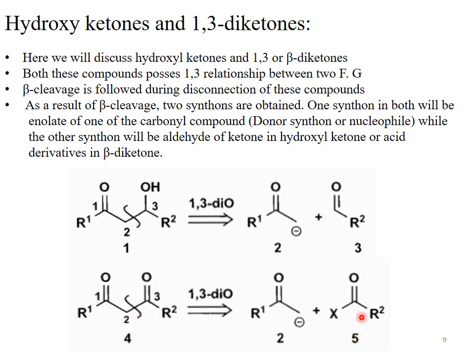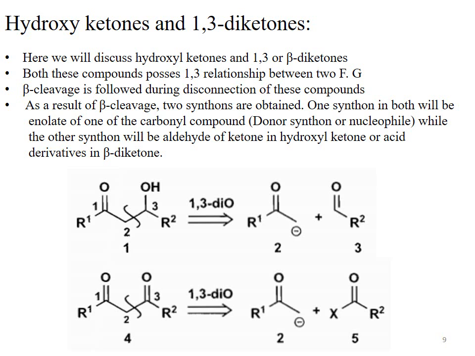If our target molecule is compound number 4, it's a beta diketone. When the beta diketone is disconnected at the beta bond, then it also affords two fragments. The one fragment is 2, the same one obtained from the beta cleavage of the hydroxyl ketone, and that is the enolate of the carbonyl compound. So it's the donor synthon.